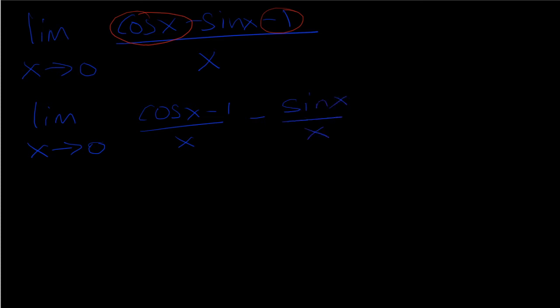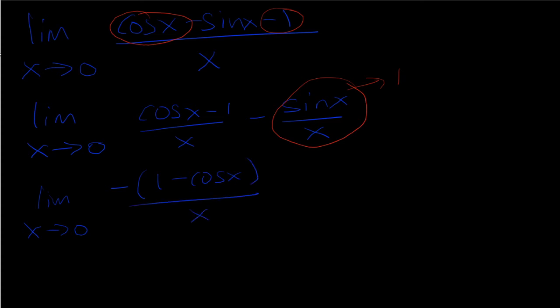We know by now that sine x over x approaches 1, and cosine minus 1, well, we can factor out a negative, and we can rewrite it as 1 minus cosine x over x. And we know this is a special trig limit, which goes to 0. So my limit is 0.